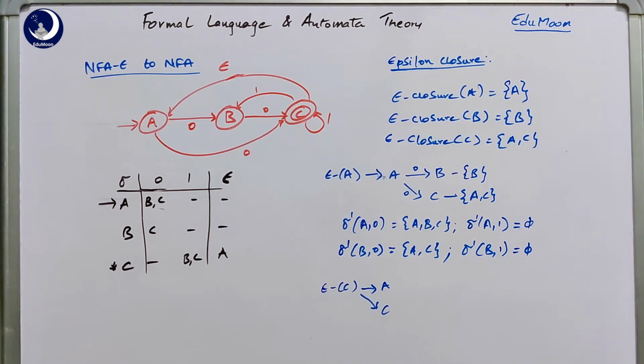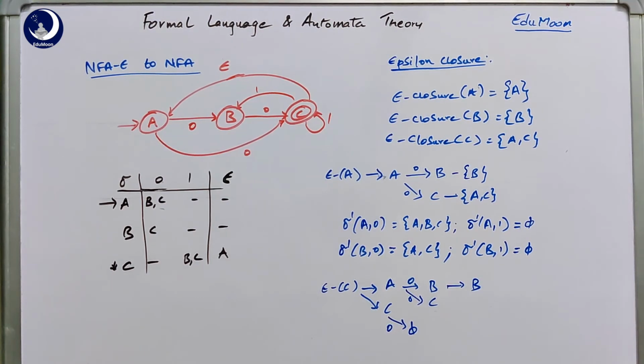And since epsilon closure of C is given as A and C from the table, now we find A on 0 and C on 0 here. So A on 0 gives you B and C, but C on 0 gives you φ. So ignore that C on 0 equal to φ there. Now we find the epsilon closure of B and C here. So epsilon closure of B is B, and epsilon closure of C is A, C, so finally we get C on 0 is equal to A, B and C.